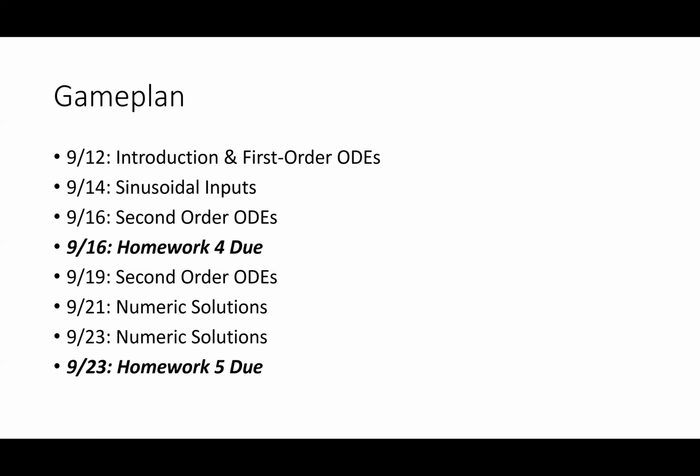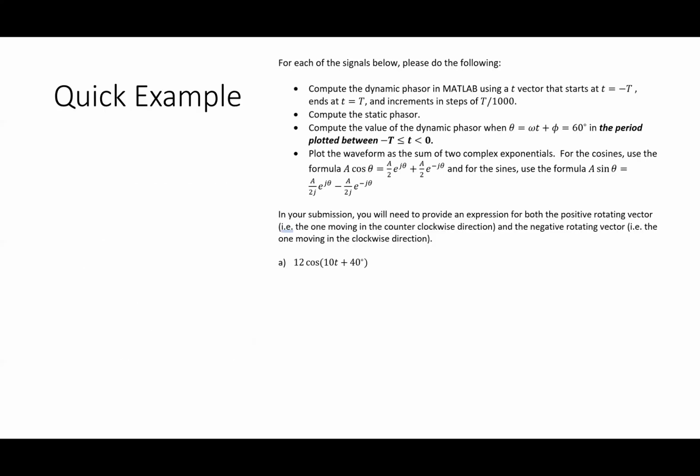All right. So homework 4 is due Friday. The first couple of problems were meant to help, even if you didn't put them all the way into MATLAB, they're meant to be helpful for you to prepare. So I wanted to look at something here real quick, because it seemed like maybe people were missing one thing. So problem 1 here: 12 cosine of 10t plus 40 degrees. I'm going to help you out if you haven't done it yet.